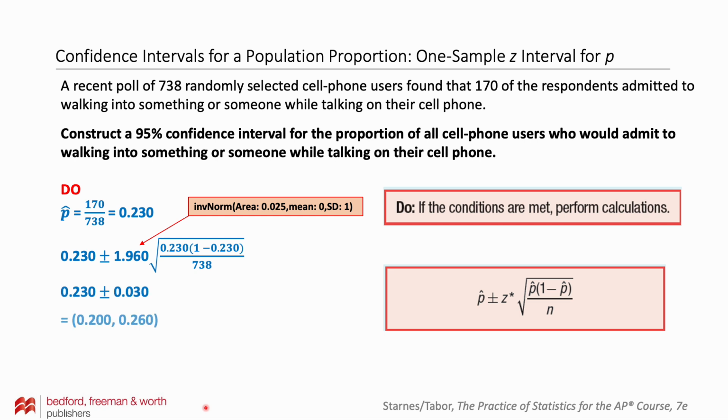We go ahead and do the calculations, and we add and subtract those values, and we get our interval to be 0.200 to 0.260. Now, you can use a calculator to verify your interval is correct, but I would not recommend to use it alone without showing work on the AP statistics exam. I will show you in class how to verify with the calculator.